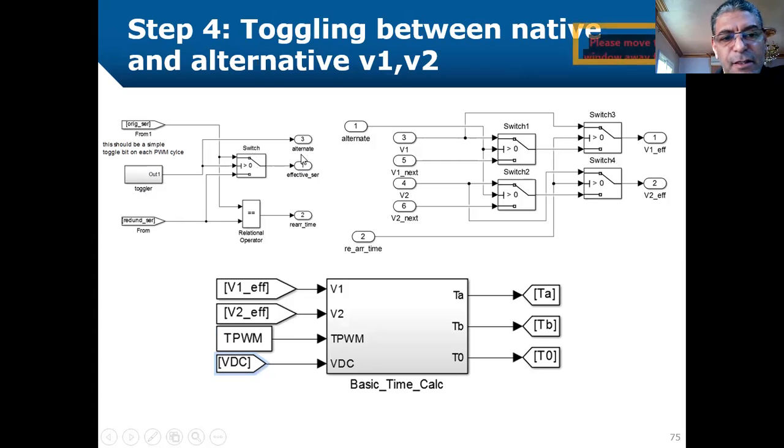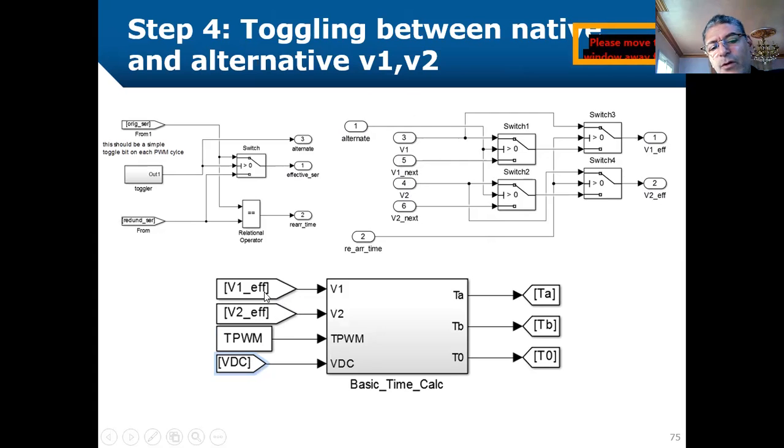And this is the alternate signal. Alternate signal meaning that in the case of the original serial, the alternate is 1. In the case of the alternative redundant serial, the alternate is 0. Okay. And this alternate signal is used to switch between V1 and V1 alternative, and V2 and V2 alternative. So we get what we call V1 effective and V2 effective out of these 4 values. This is effective, meaning that this is what we apply to get T1 and T2.